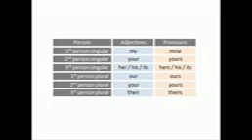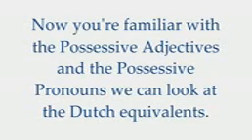The possessive adjectives are my, your, her, his, its, our, your, their. The possessive pronouns are mine, yours, hers, his, its, ours, yours, theirs. Now you're familiar with the possessive adjectives and possessive pronouns, we can look at the Dutch equivalents.